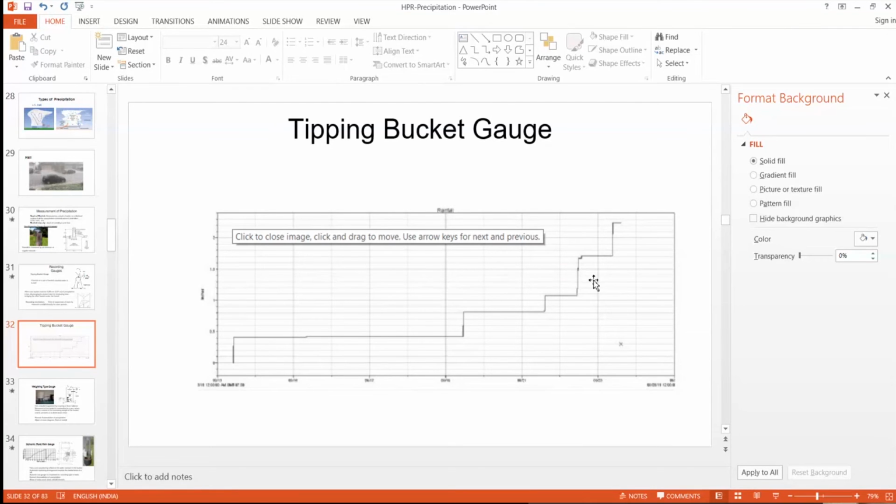Okay. This is a typical recording from a tipping bucket gauge. So these are tippings. You can see that the amount of water accumulated is increasing.